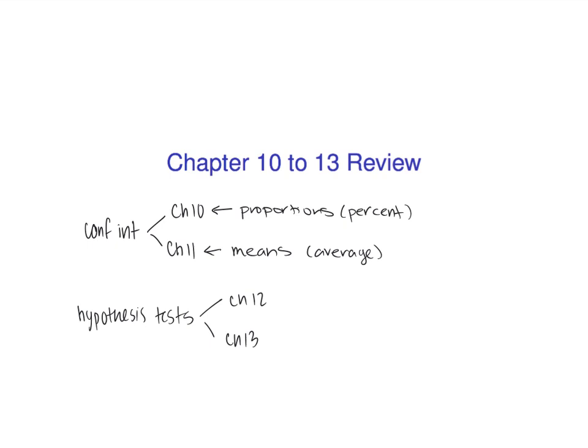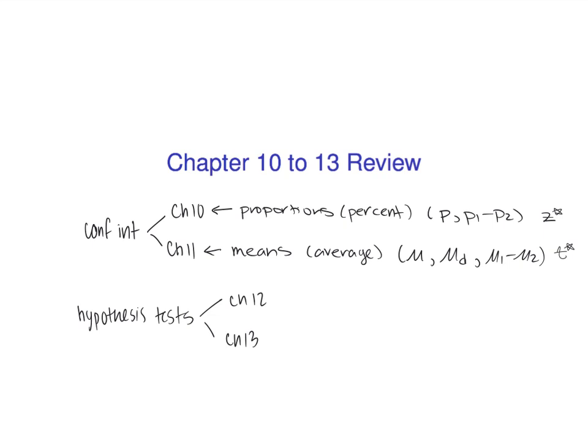Now, with proportions, we had confidence intervals for two different things. Confidence intervals for a single proportion and the difference in two proportions. And we'll do examples of both of those. For means, there were three, but really two: single population mean, paired differences, and difference in two population means. And in Chapter 10, when you're using proportions, you use Z-star multipliers. In Chapter 11, you use T-star multipliers.